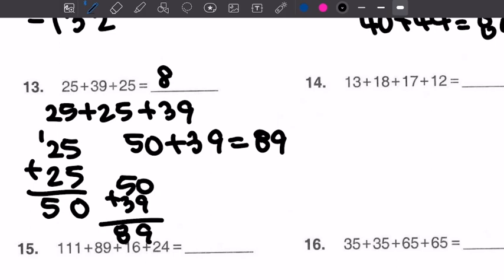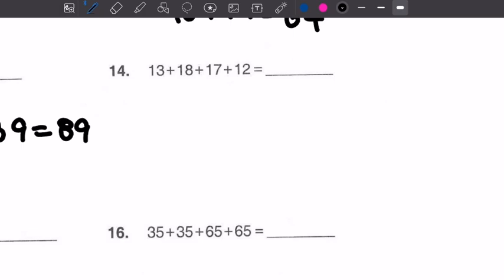Therefore, 25 plus 39 plus 25 equals 89. Now for question number 14, we have 13 plus 18 plus 17 plus 12. Now we have four different numbers. Then how do we start? Well, even if we have four numbers, we can quickly find that 8 plus 2 equals a 10, and 7 plus 3 equals a 10.